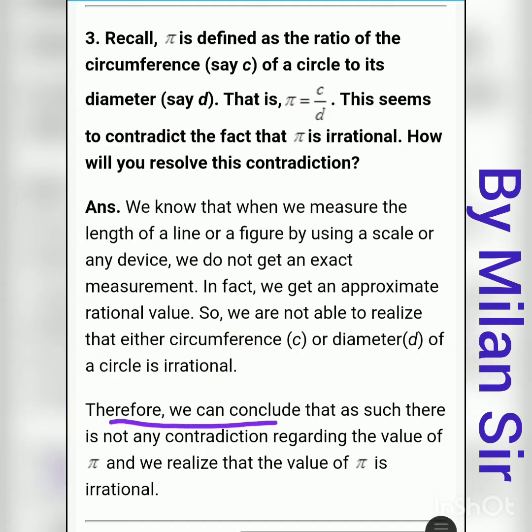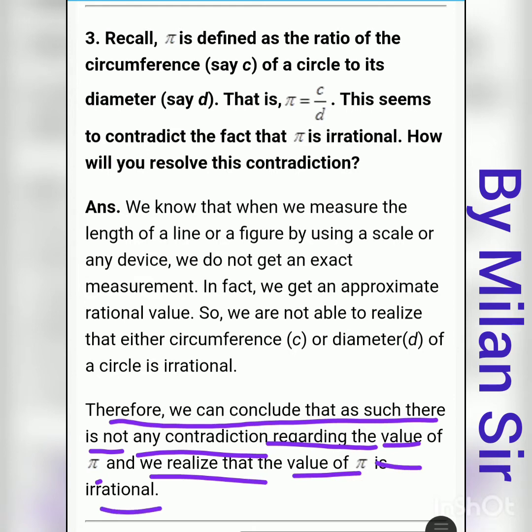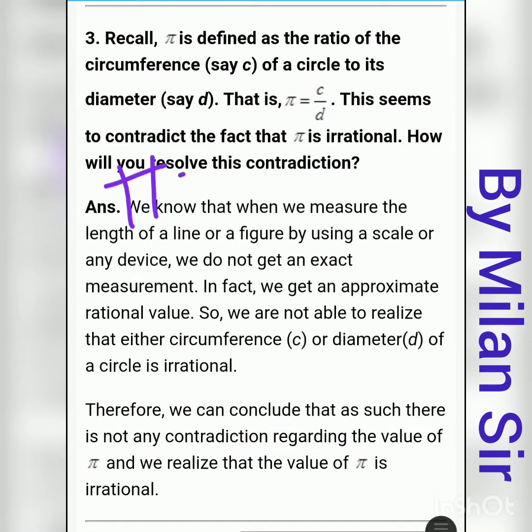Therefore, we can conclude that there is no contradiction regarding the value of pi, and we realize that the value of pi is irrational. If we find the value of pi, it is 3.14, and there are infinite digits, but they never repeat. Just search on Google for the value of pi: 3.14, and after that there are infinite numbers. It does not repeat a pattern, that's why it is an irrational number.